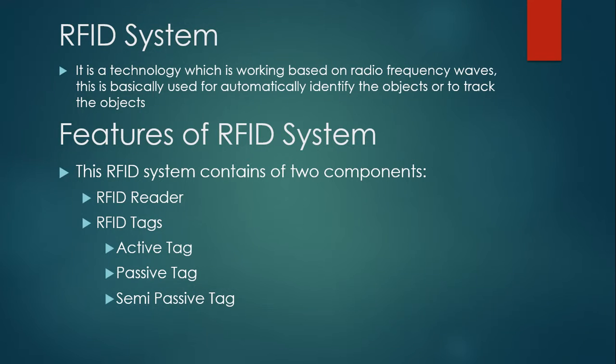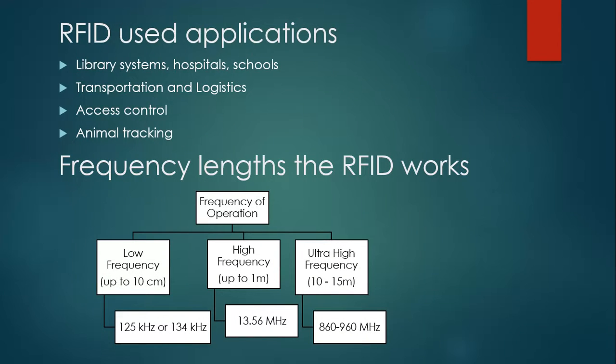The transponder receives the radio signals from the reader and sends the feedback signal back to the reader via an antenna. Since the passive tag does not have a power supply, it will store the energy coming from the RFID reader and use it for controlling and memory. RFID applications include library systems, hospitals, schools, transportation and logistics. It can also be used in companies for access control and to track animals. You can see the diagram of the frequency ranges of RFID: low frequency, high frequency, and ultra high frequency, and the length and the speed are there.